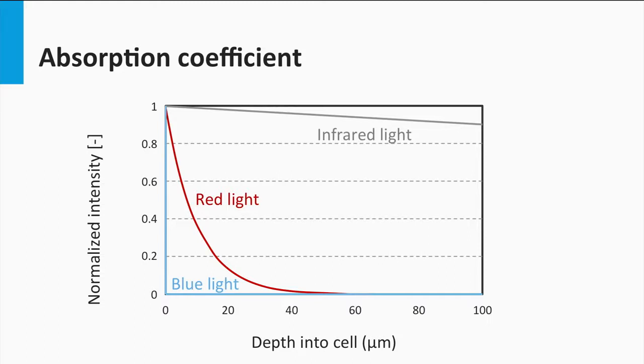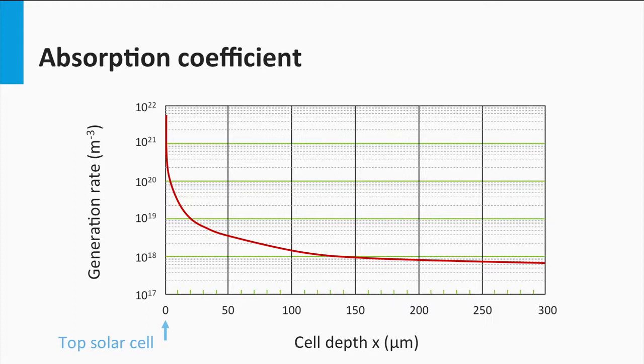Let's take as an example the normalized light intensity with position in the silicon bulk. As you can see in this graph, the blue light is already fully absorbed within a few nanometers. The red light requires an absorption path length of 60 microns to be fully absorbed. The infrared light is hardly absorbed, and after an optical path length of 100 microns, only 10% of the light intensity is absorbed. As the absorption of photons generates excited charge carriers, the wavelength dependence of the absorption coefficient determines the local generation profile of the charge carriers.